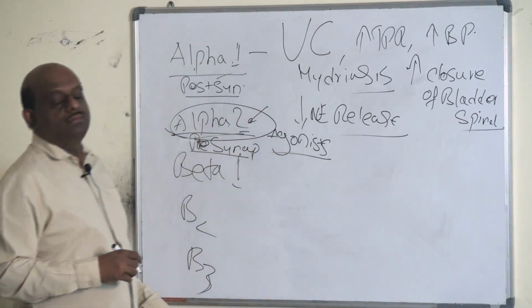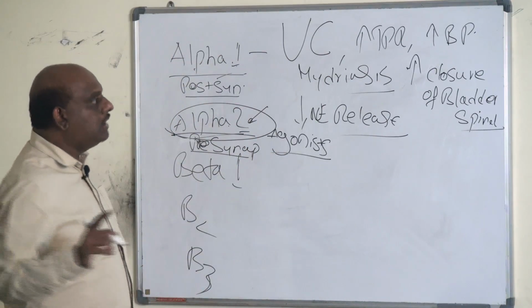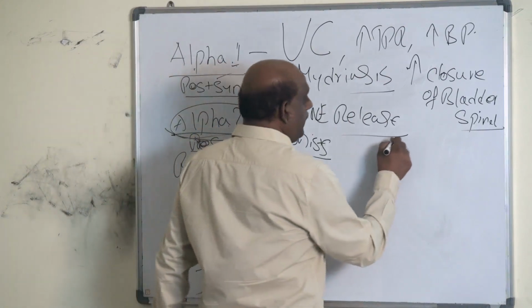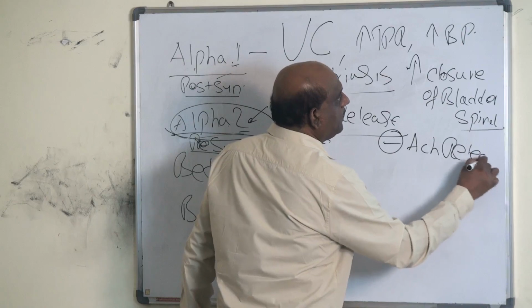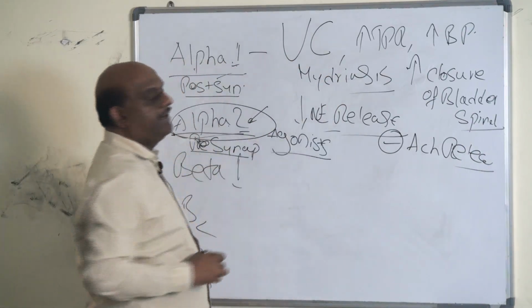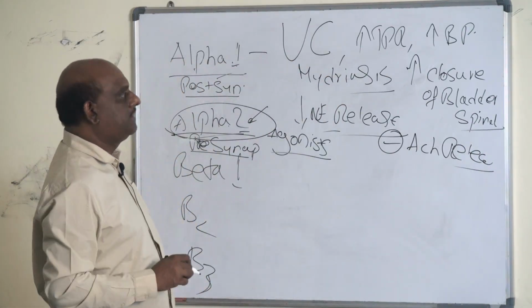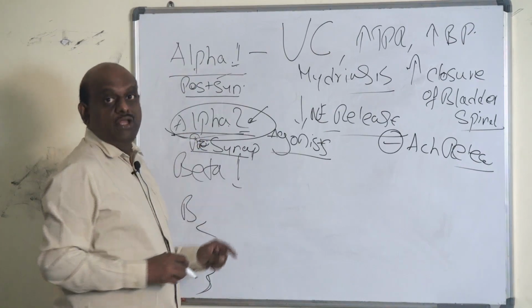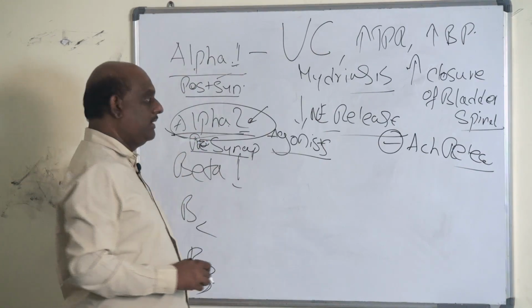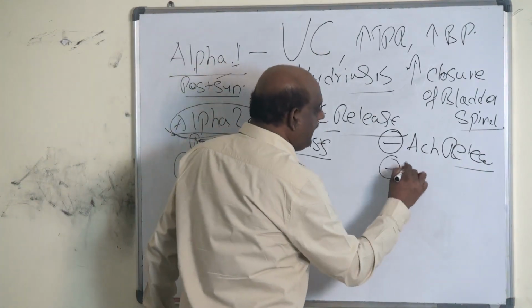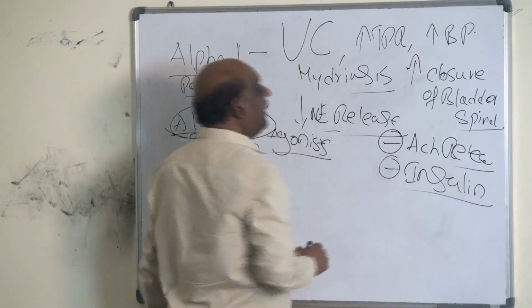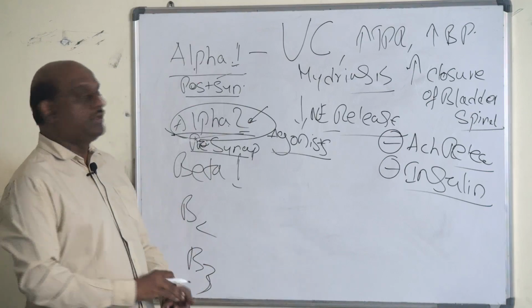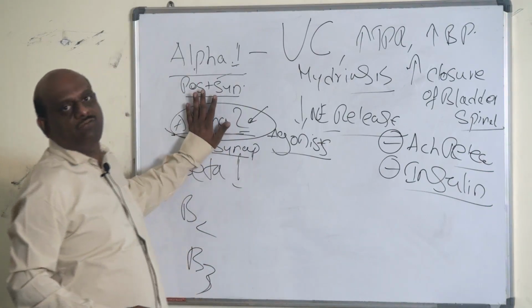Alpha 2 stimulation also leads to inhibition of acetylcholine release. So not only norepinephrine release, even acetylcholine release. Similarly, alpha 2 stimulation will inhibit the insulin release. So these are the three important functions of alpha 2 stimulation.